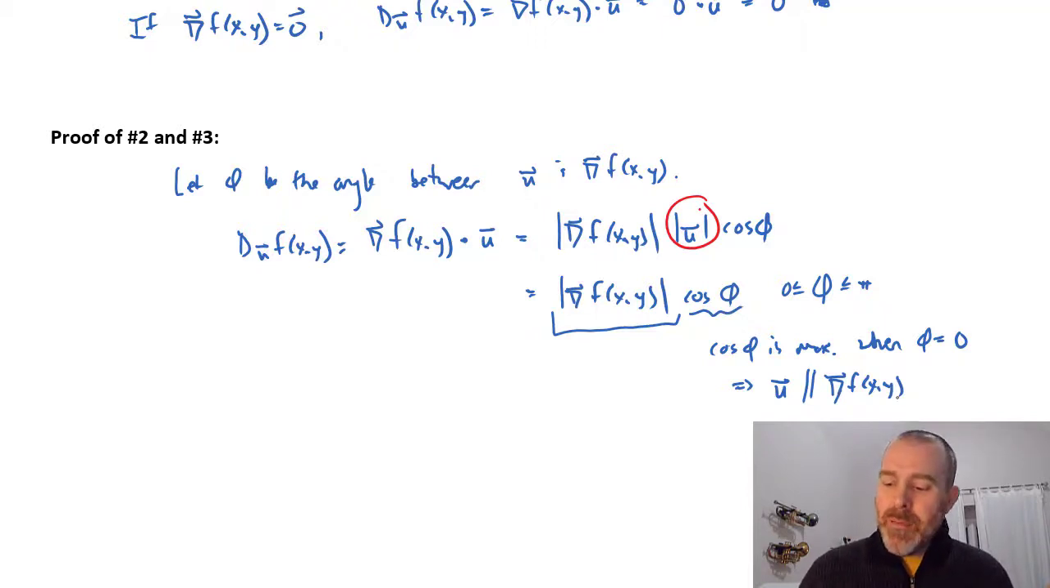And then the minimum value is a minimum when phi is equal to pi, of course, because then cosine phi would be -1 and you'd get the opposite of that. And in that case, u is parallel to the gradient, but in the opposite direction.